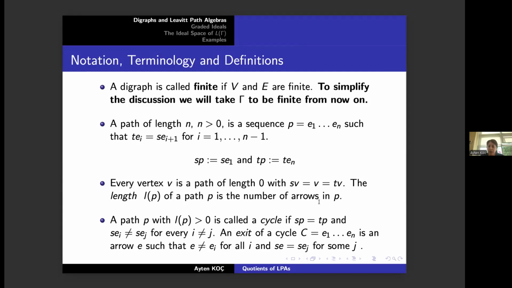A path P is called a cycle if it is a closed path, meaning source and target coincide, and there is no repeated vertex. An arrow E is called an exit of a cycle C if E is different from all arrows of the cycle C, and the source of E is on the cycle C.